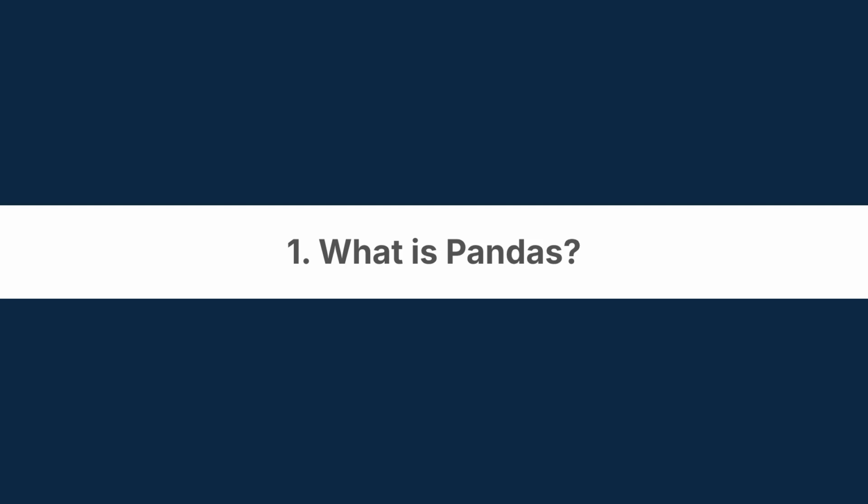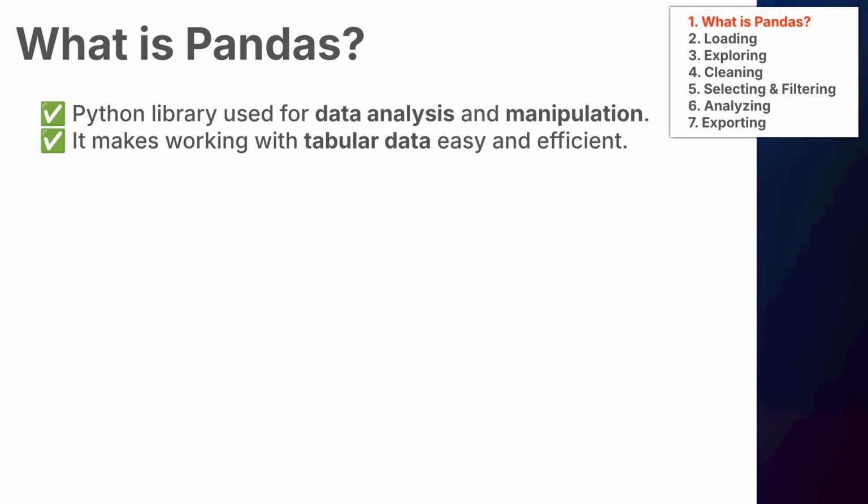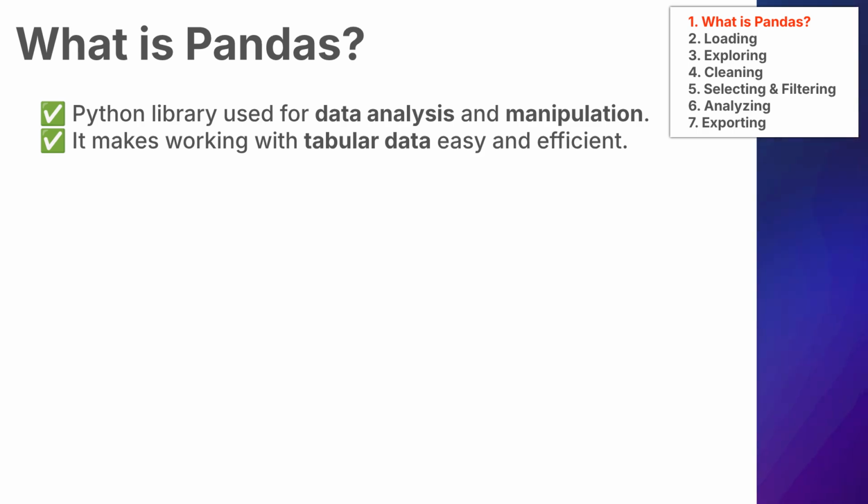1. What is Pandas? Pandas is a Python library used for data analysis and manipulation. It makes working with tabular data, like spreadsheets or databases, easy and efficient. For example, in Python, it looks like this.